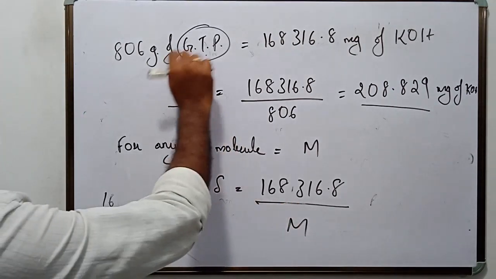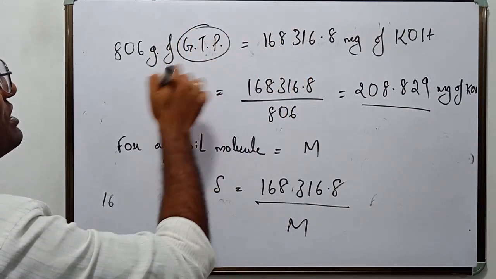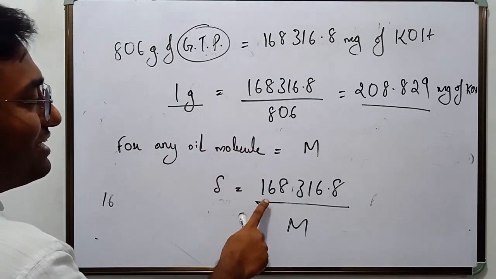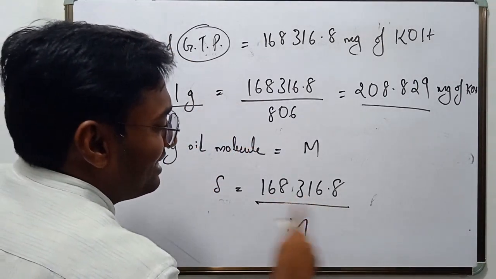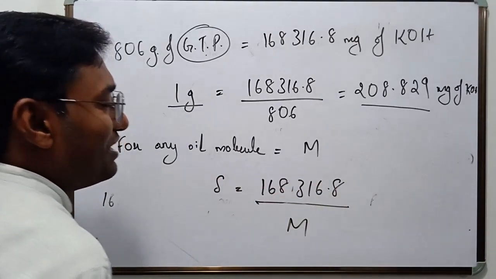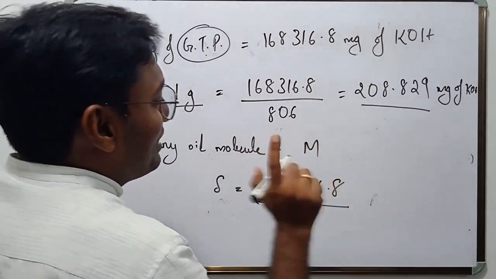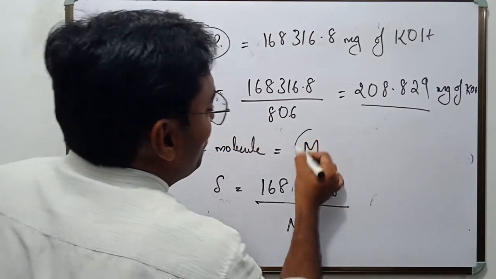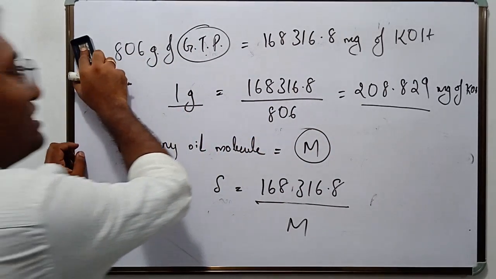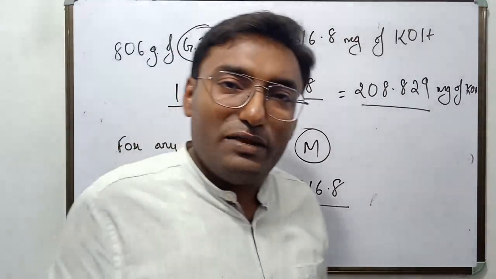So that will be the saponification value of any oil molecule that is having a molecular weight of m. Suppose you are taking an oil or a fat molecule, the molecular weight of which is 205 gram. Then for 1 gram, how would you calculate? Yes, 168,316.8 divided by 205. So you will get the saponification value of that oil. I told you earlier, you need to know one thing and only one thing, that is the molecular weight. Dear students, that is how you calculate saponification value theoretically.